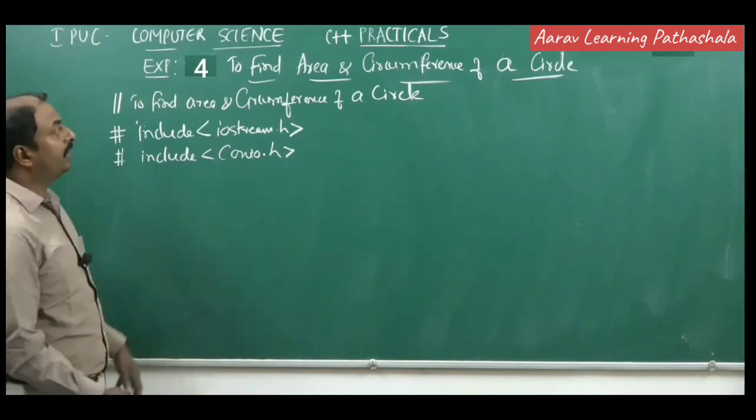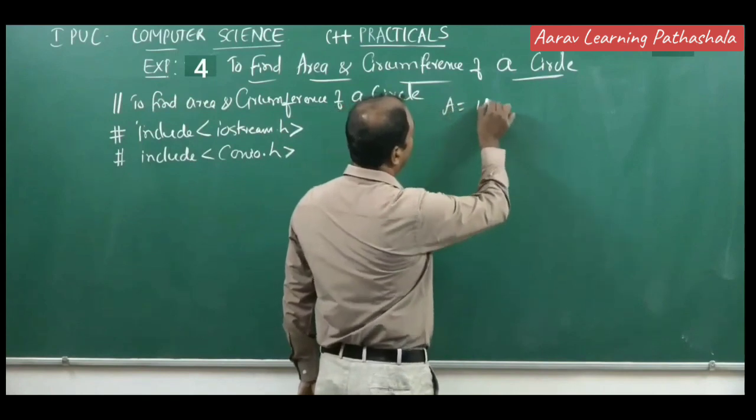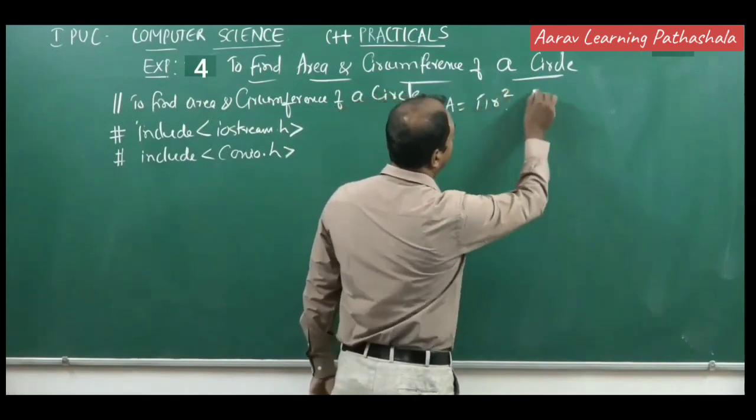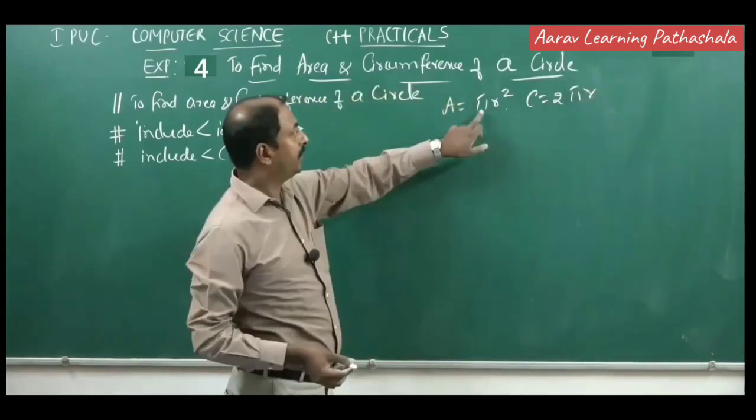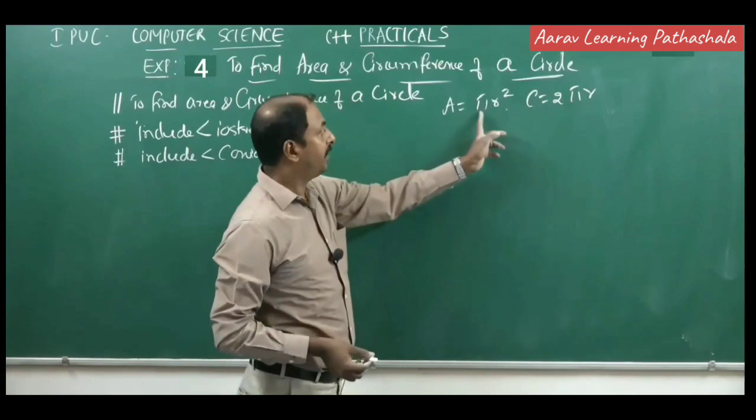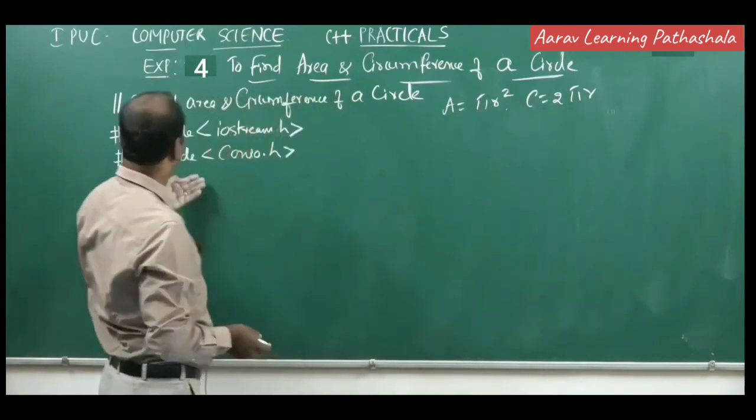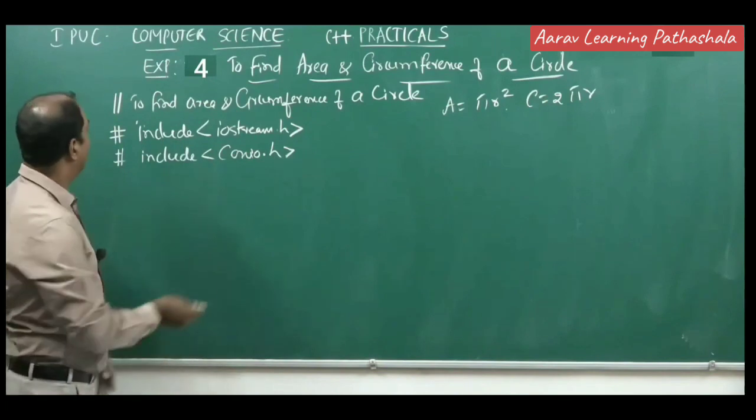Next section is the definition section or global variable declaration section. Here in this example we know the formula: area is equal to pi r squared and circumference equals 2 pi r. In this example there is a constant pi. This is a symbolic constant.